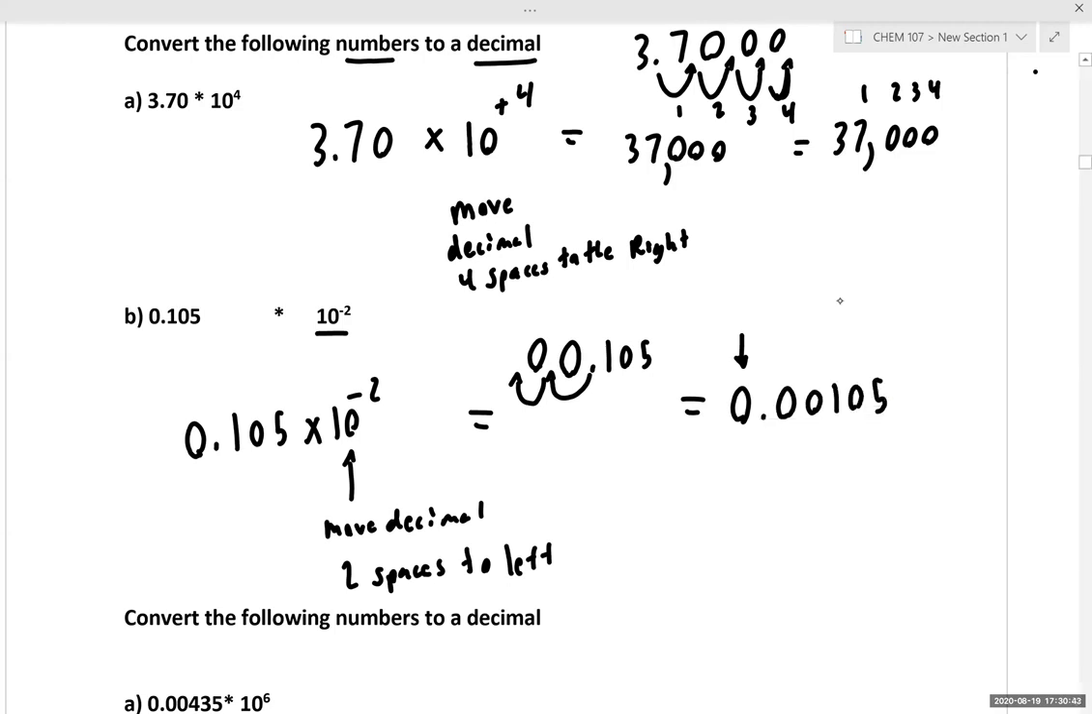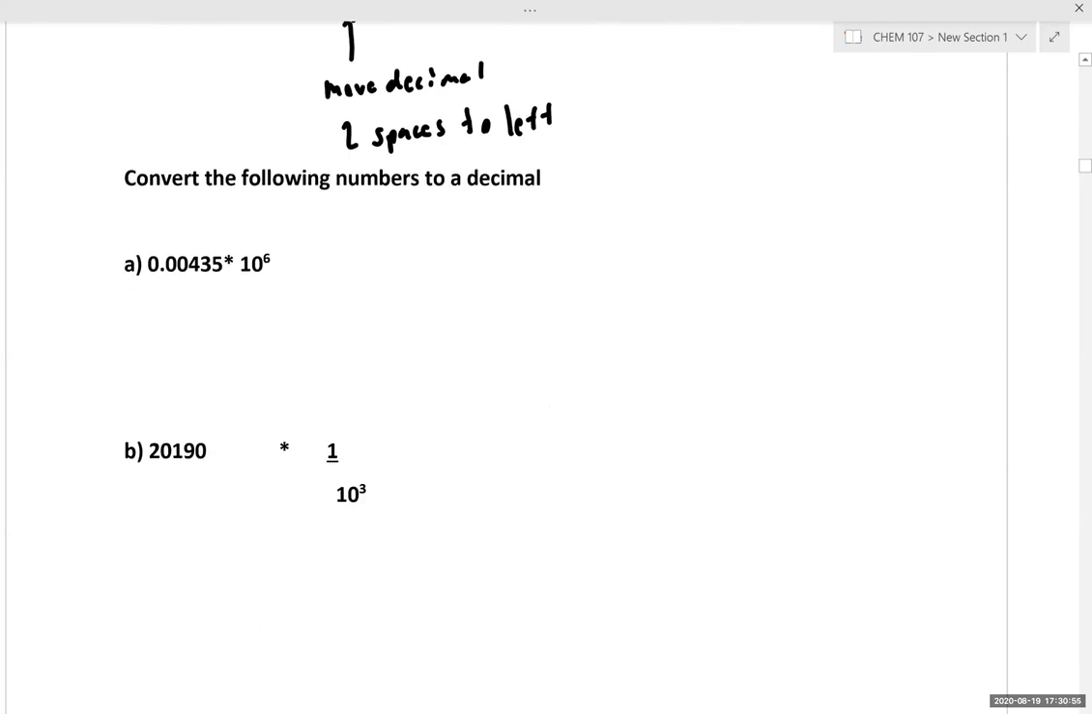Does this example make sense to everyone? So now that we've seen some representative examples, let's take a moment and try to convert the following numbers to a decimal. Let's look at examples A and B. Let's take about 4 minutes to work on these two examples. And don't be shy to share your responses in the chat or to unmute and share your responses verbally.